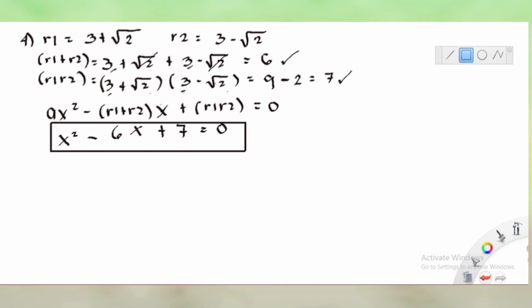Again, as I said, there are other ways to get the quadratic equation given the roots. But in this video, we showed how to get the quadratic equation given the sum and the product of the roots. So that will be all for today.